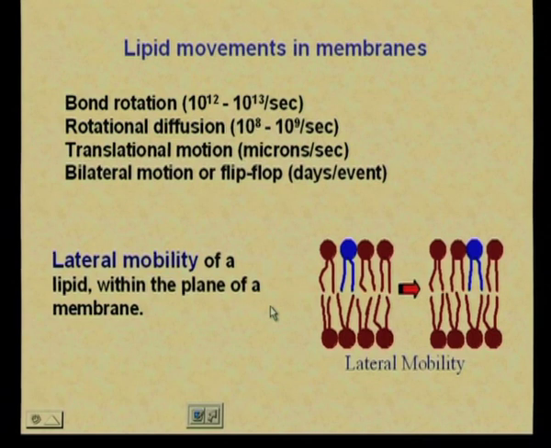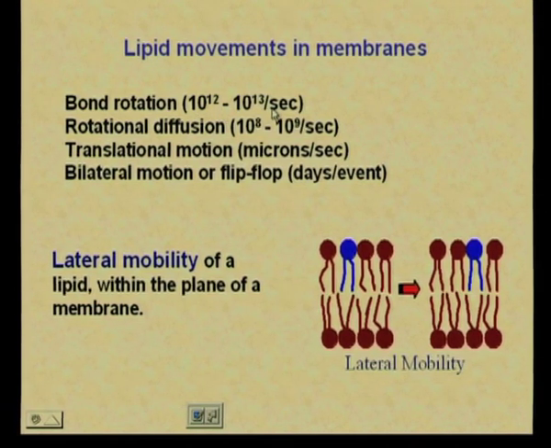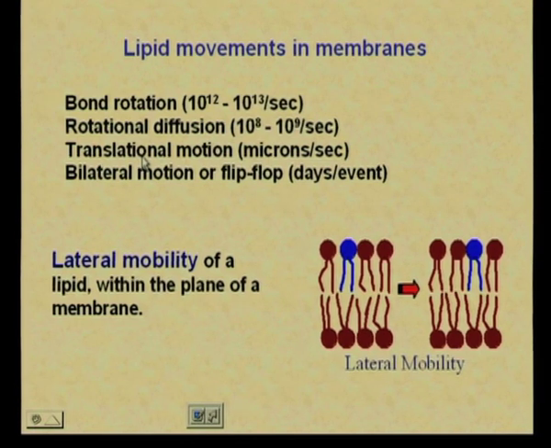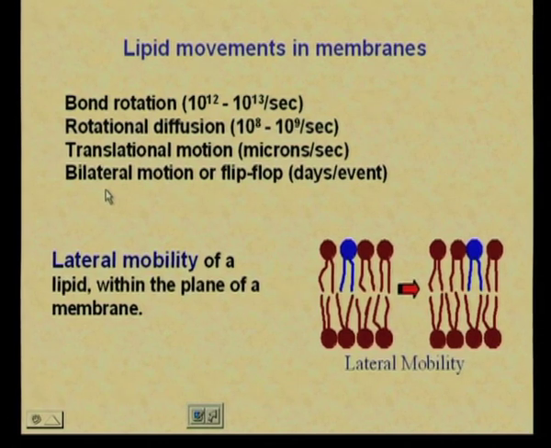Okay. Now, we are going to have these lipid movements. These lipid movements are actually what are causing some disruption and some specific features of the membranes. Now, if we look at lipid movements in membranes, bond rotations occur at this level, 10 to the 12 to 10 to the 13 per second. The rotational diffusion is about 10 to the 8 to 10 to the 9 per second. So, you see how the lipid membranes, the bilayers are actually moving in a sense. We have a translational motion that can be measured in microns per second, and we have bilateral motion, something called flip-flop, that takes in the order of days for one such event to occur.